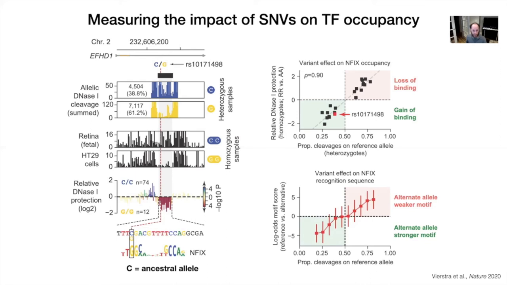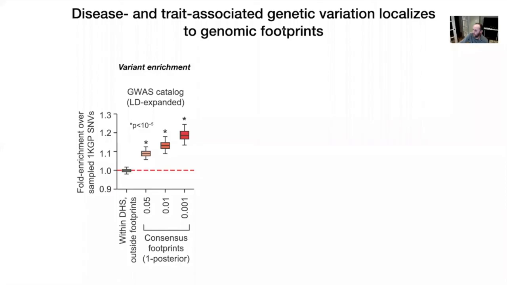its impact on transcription factor occupancy. Given that genetic variation affecting chromatin accessibility is enriched within footprints, and that trait-associated genetic variation localizes within DHSs in general, we wondered whether disease and trait-associated genetic variation would preferentially localize in genomic footprints versus non-footprinted regulatory DNA.